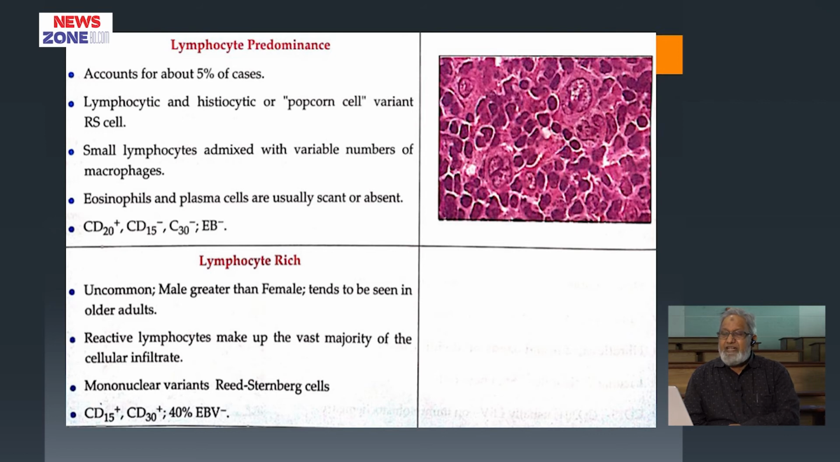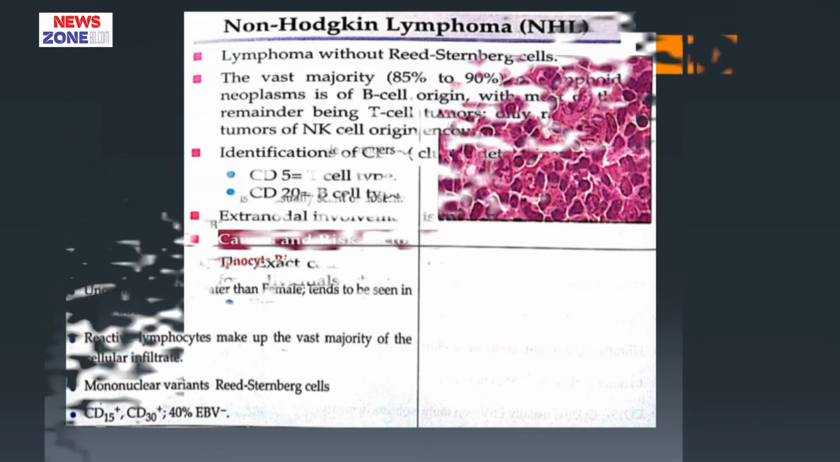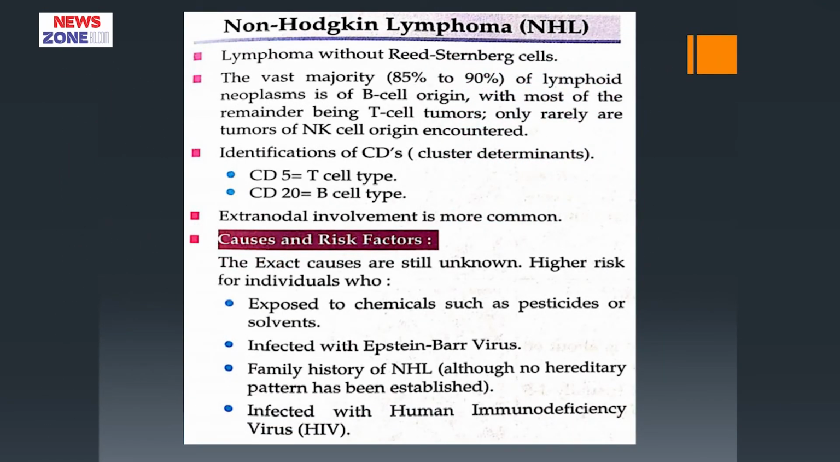Again, the lymphocyte rich variety: mononuclear variants of Reed-Sternberg cell are present, CD15 and CD30 are positive, and Epstein-Barr virus is positive in only 60% of cases. So, this is Hodgkin's lymphoma. Then we go to the non-Hodgkin's lymphoma.